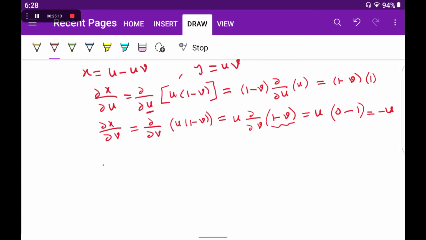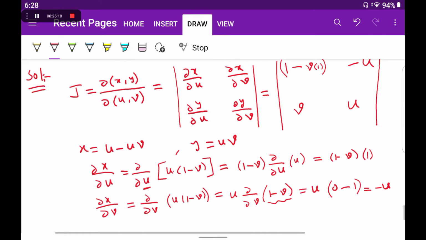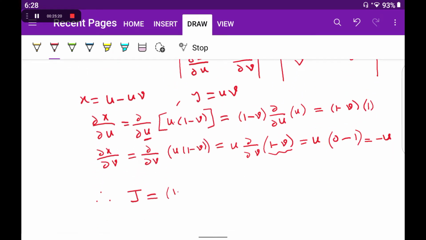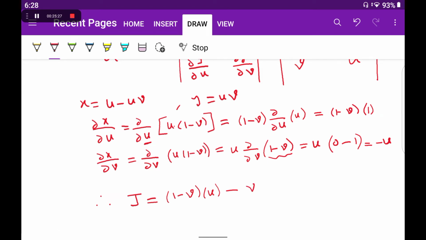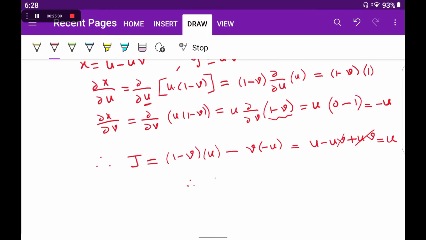So the determinant is finally (1 - v) into u minus v into -u. v into -u. It is u minus uv plus uv, which is u. Therefore, J value is u. Jacobian of (x,y) with respect to (u,v) is u.